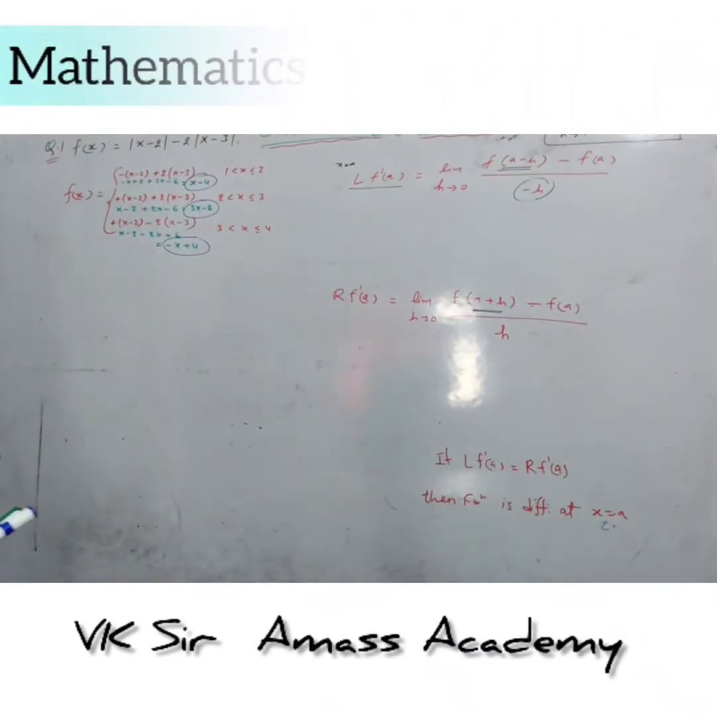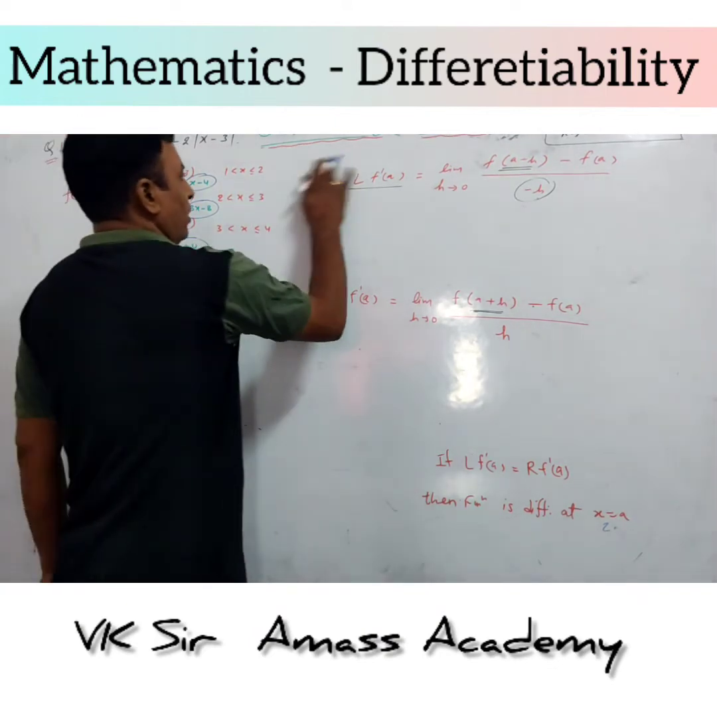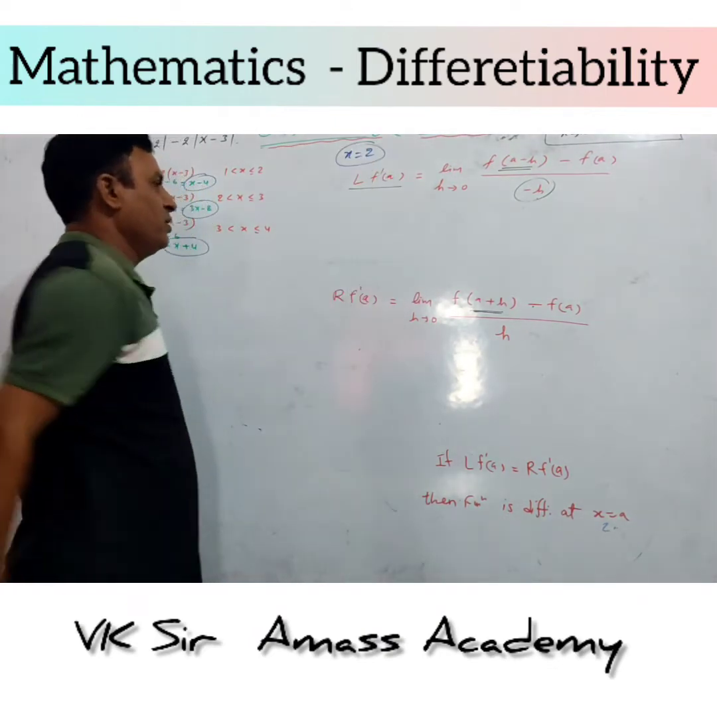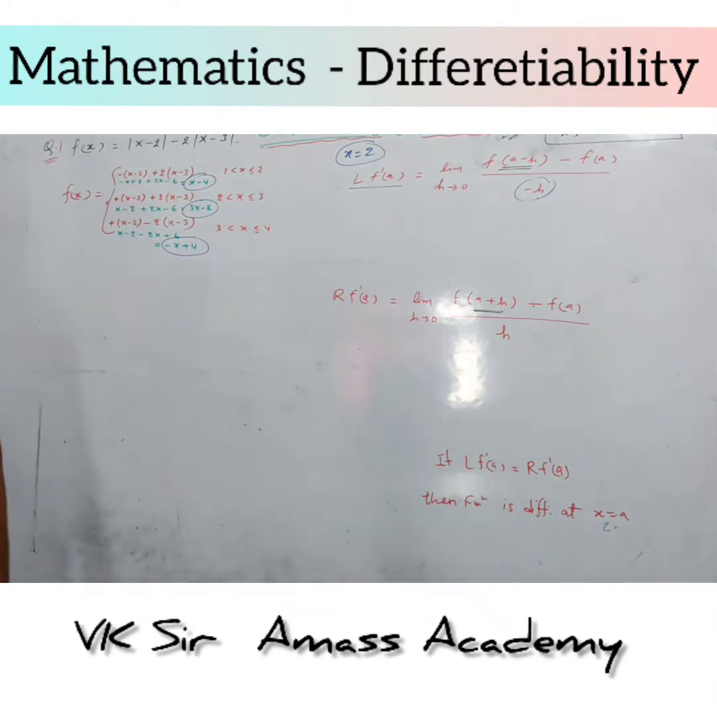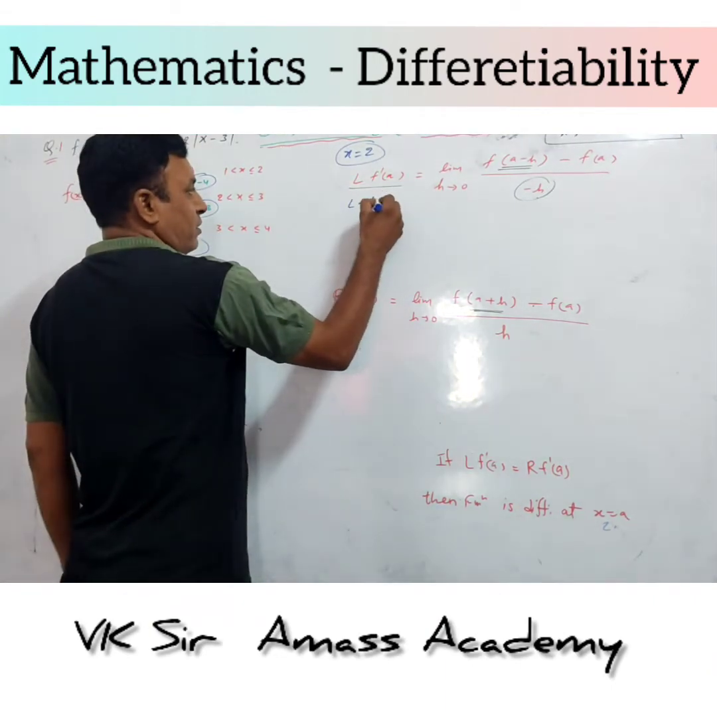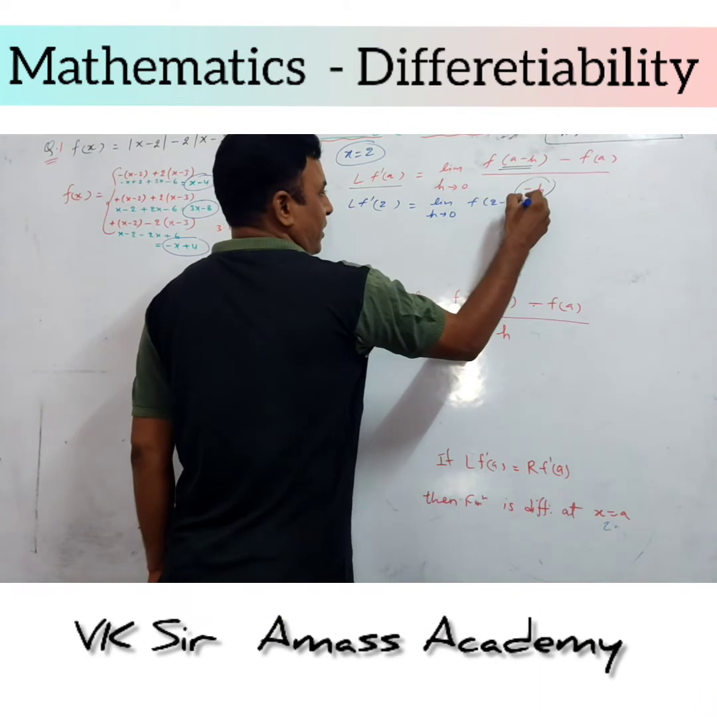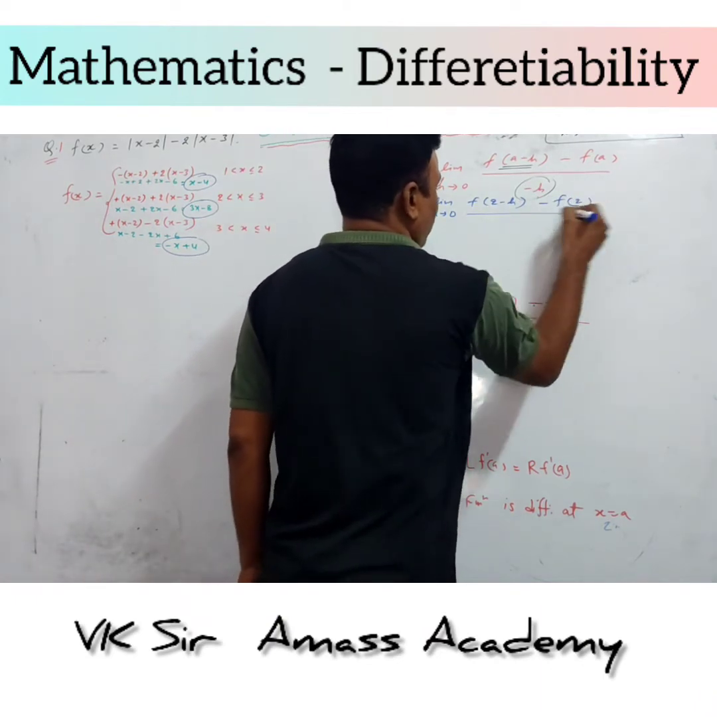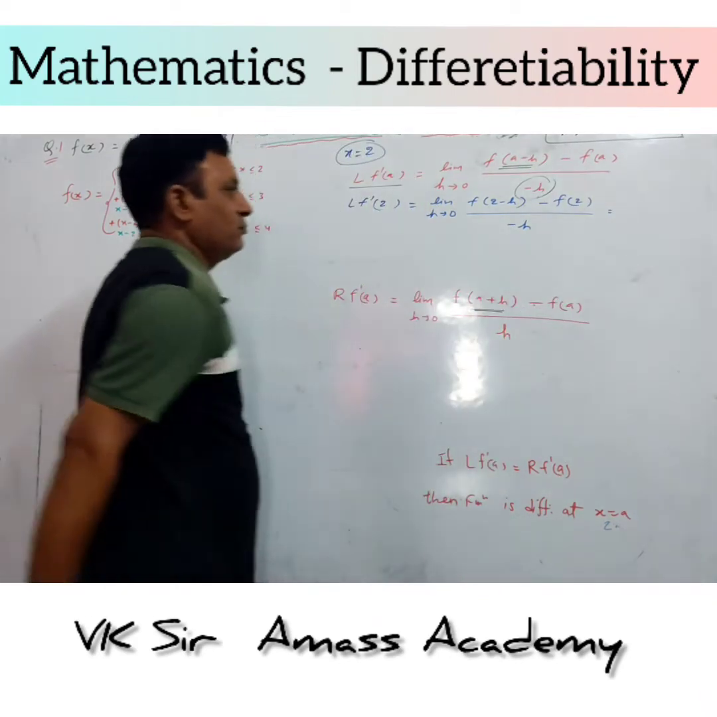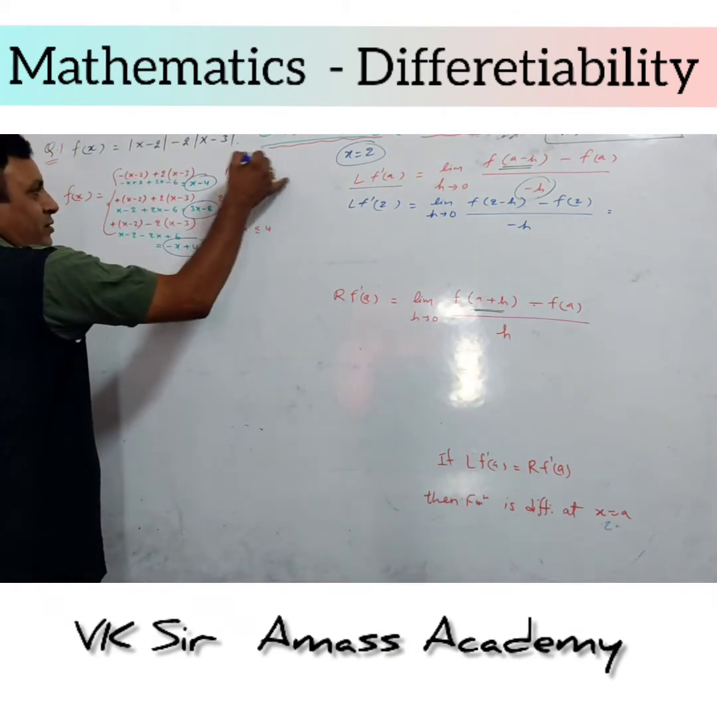Next, we are calculating the value of Lf dash at x equal to 2. We are checking the continuity and differentiability at x equal to 2. That means Lf dash 2 is equal to limit h tends to 0, [f(2 minus h) minus f(2)] upon minus h. Here x is less than 2.